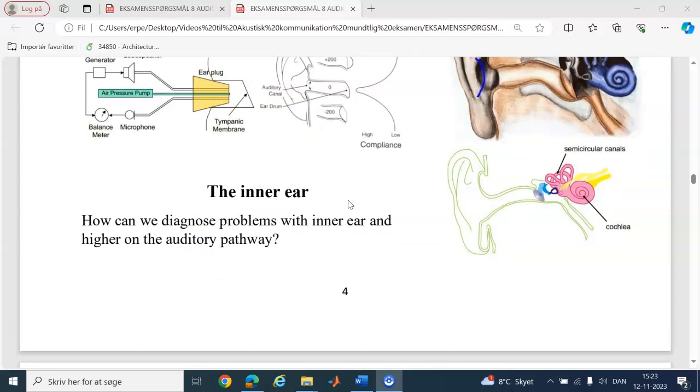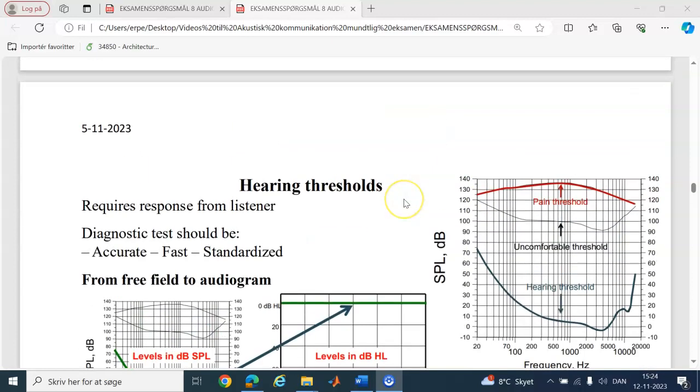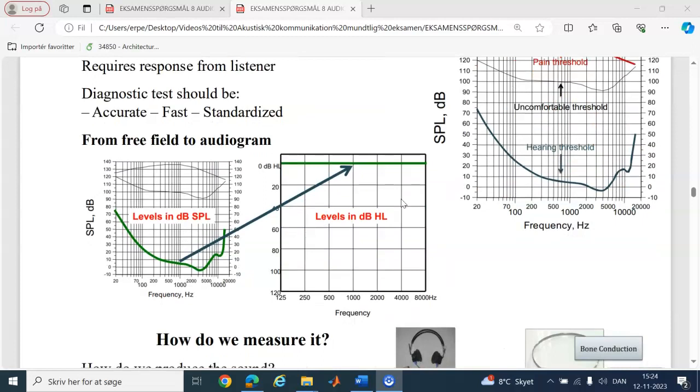The inner ear: how can we diagnose problems with the inner ear and higher auditory pathways? The inner ear belongs to the cochlea and the semicircular canals. Hearing threshold requires a response from the listener. Diagnostic test should be accurate, fast, standardized. Again, we go from the sound field to the audiogram.